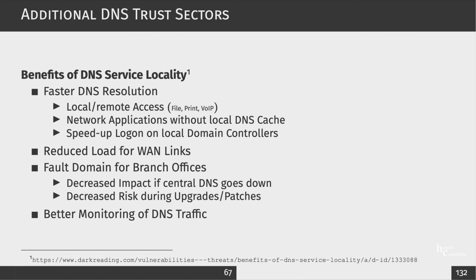In addition to this, a local DNS can help to speed up the time that DNS resolution takes. So if you have any local or remote resources like file and print or telecommunication or whatever, it really helps to keep a little portion of your DNS in the branch offices. There are also some applications that are not implemented with a local cache.